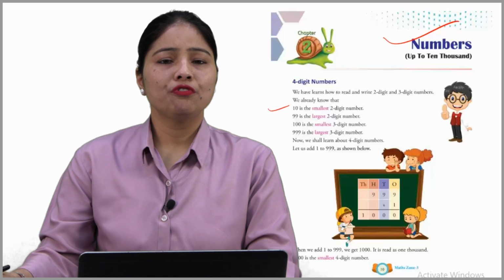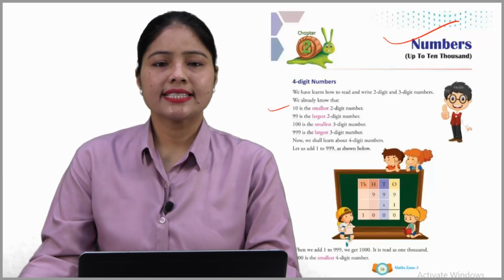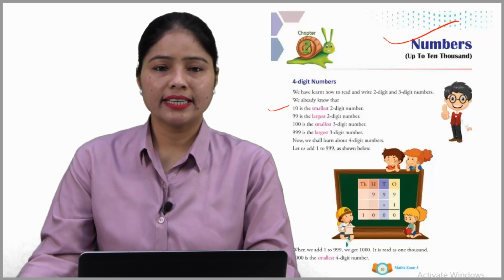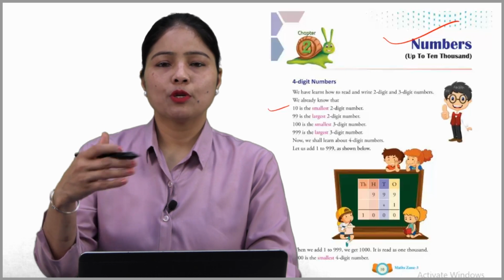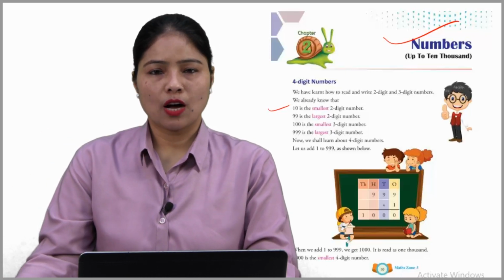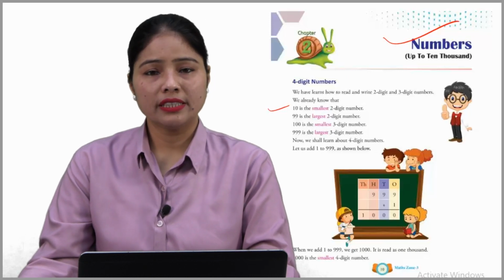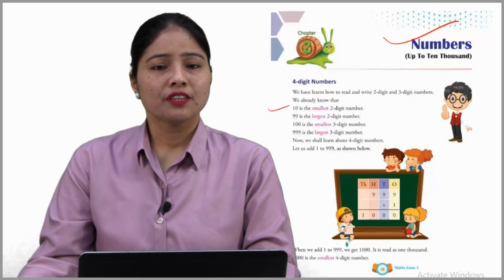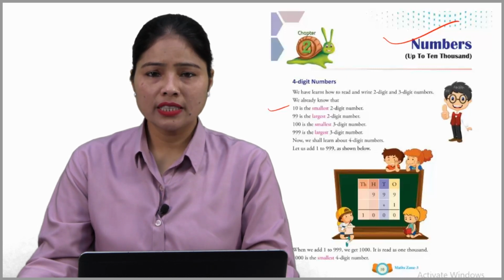Okay, now we shall learn about 4 digits number. Let's add 1 to 999 as shown below. Okay, so यहाँ पर कुछ pictures दे रखी हैं. Ones, tens, 100 and 1000. So if you add 999 plus 1, then you will get answer 1000. When we add 1 to 999, we get 1000.